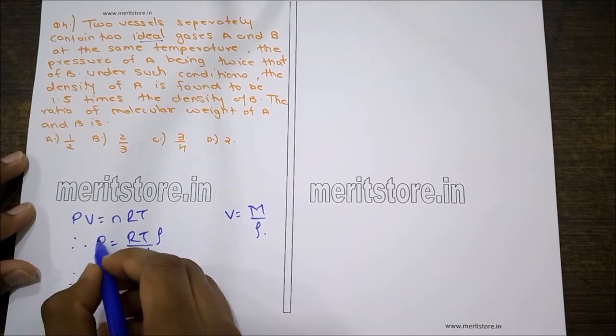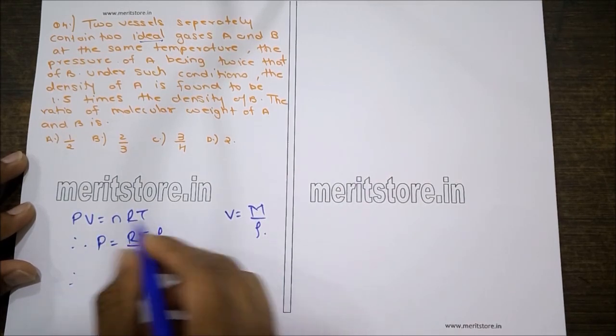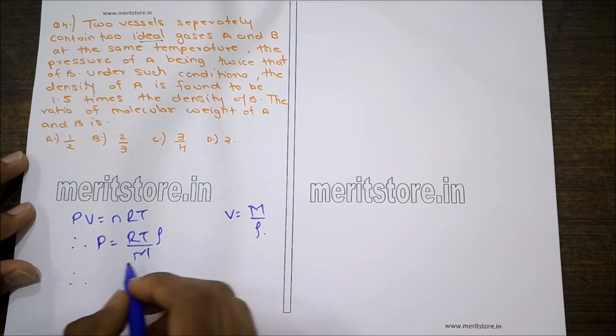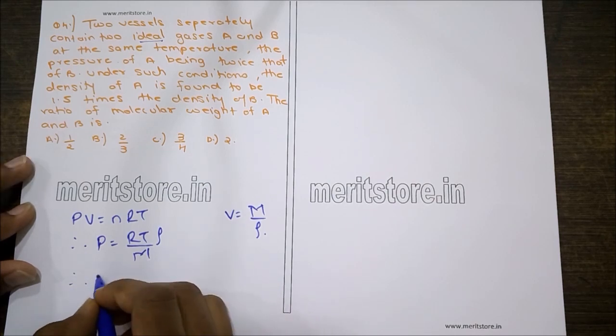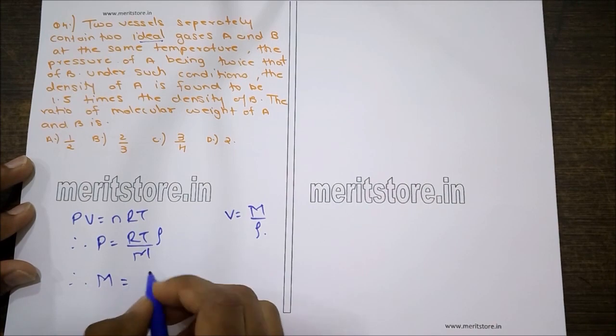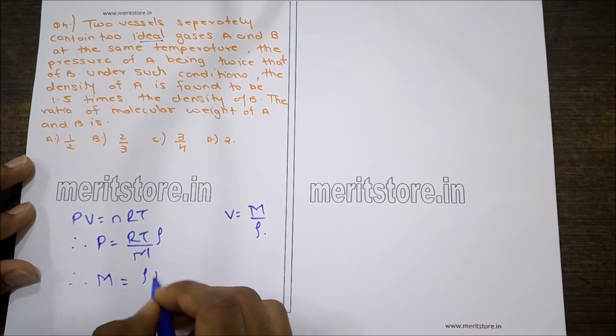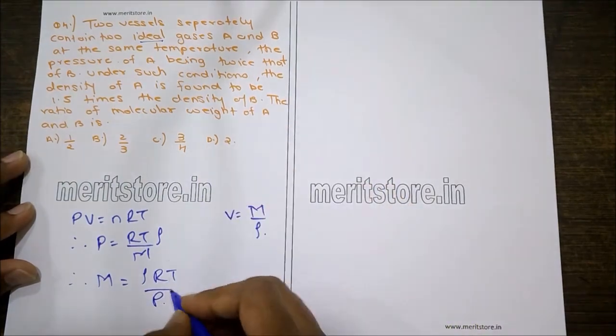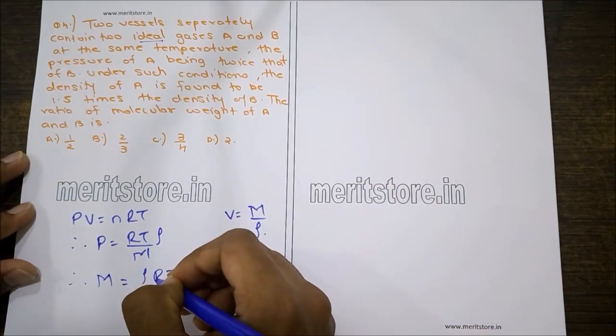So this is the general equation. So let's rearrange it in terms of molecular weight. So M is equal to rho RT upon P. So in this, R is a constant.